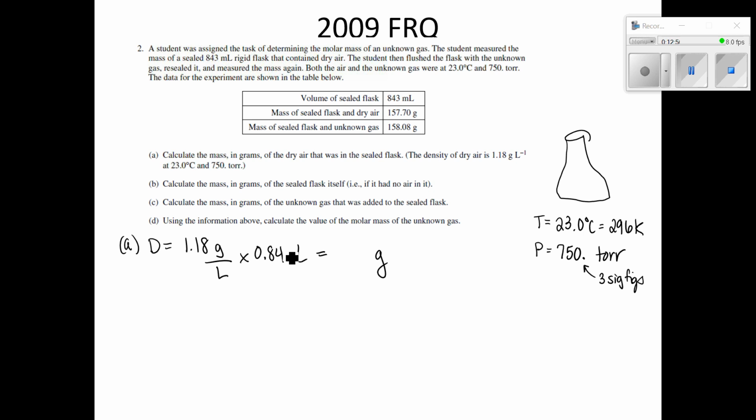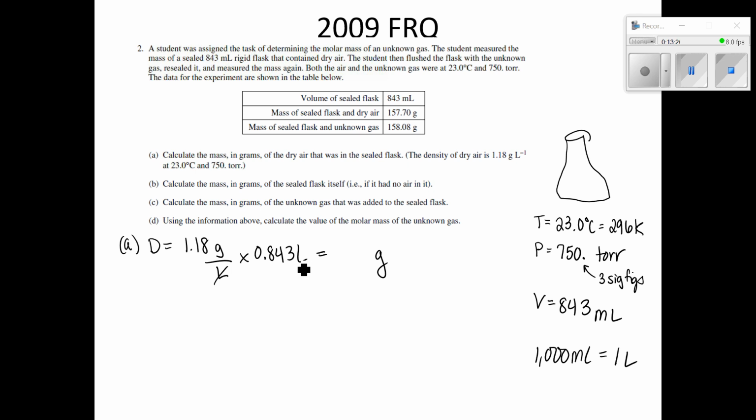So the volume of my flask is 843 milliliters. So I'm going to convert that into liters. And that's one thing that's not on your equation sheet, those metric conversions. So if that's something that you tend to make mistakes on, that would be a good thing to add to your note sheet, conversions like 1,000 milliliters is a liter. So think about what things you would find helpful to include in your notes.